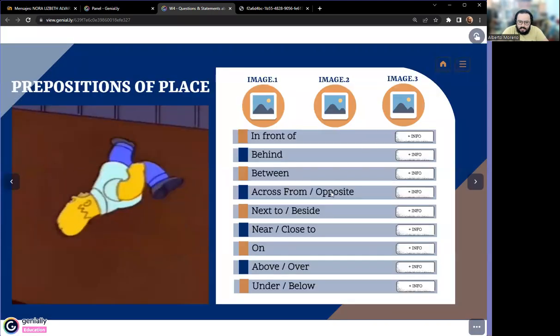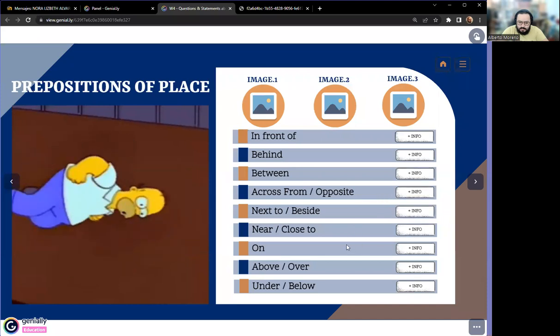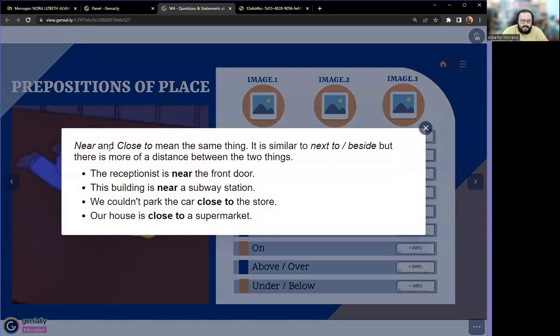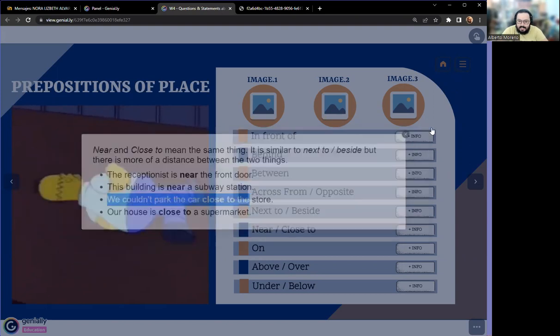Ok. Y pues, bueno, también tenemos near or close to. Near, close to es cerca. Near y close se traducen como cerca. Cerca de, the receptionist is near the front door. La recepcionista o el recepcionista está cerca de la puerta de enfrente. We couldn't park the car close to the store. No pudimos estacionar el carro cerca o el automóvil cerca de la tienda.